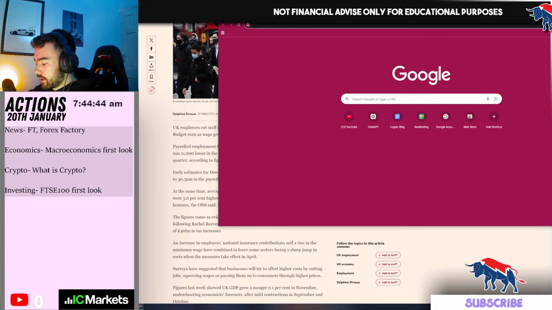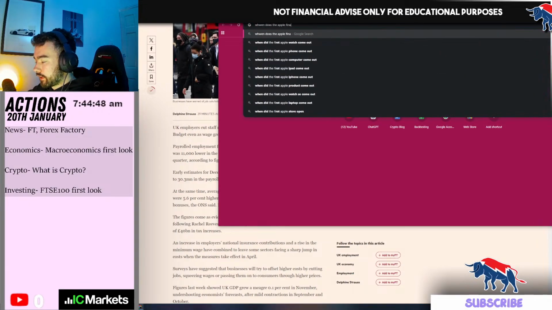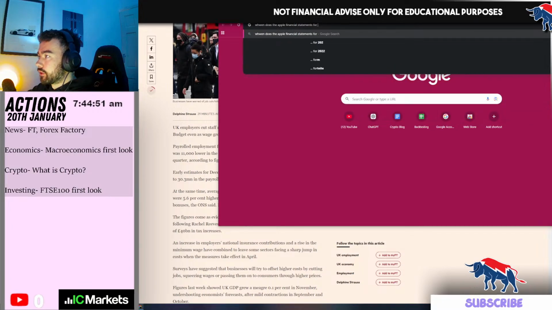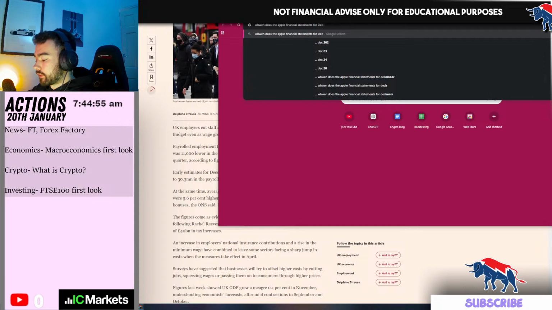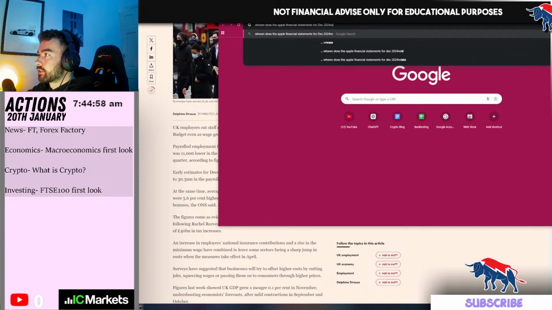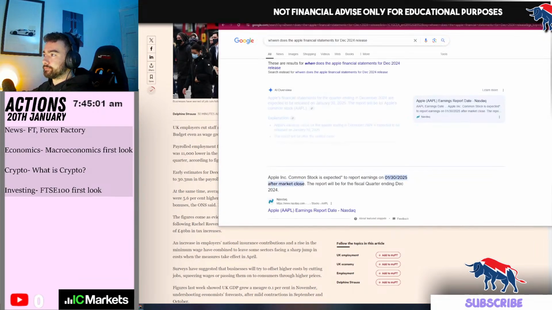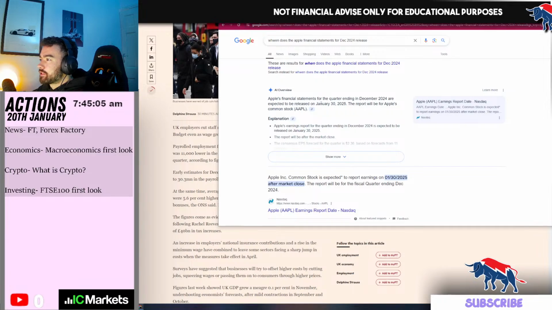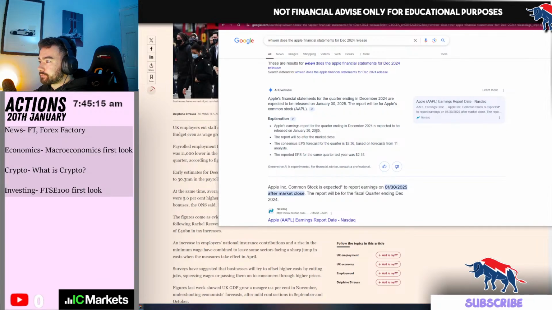When does the Apple financial statements for December 2024 release? Apple's financial statements for the quarter ending December are expected to be released on the 30th of January. The report will be for Apple's common stock. The report will be after the market close. The consensus EPS forecast for the quarter is $2.36, based on forecasts from 11 analysts. The reported EPS for the same quarter last year was $2.18. Okay, so it's increased, but not significantly.